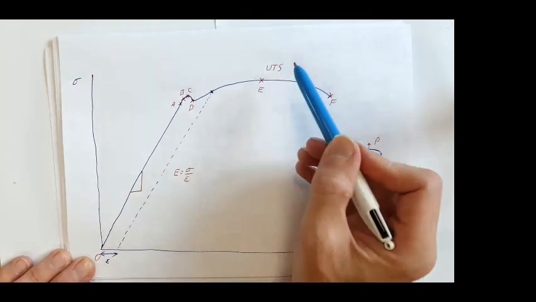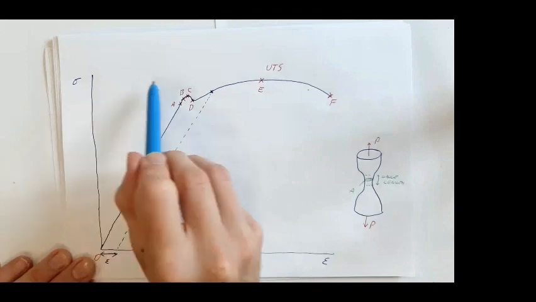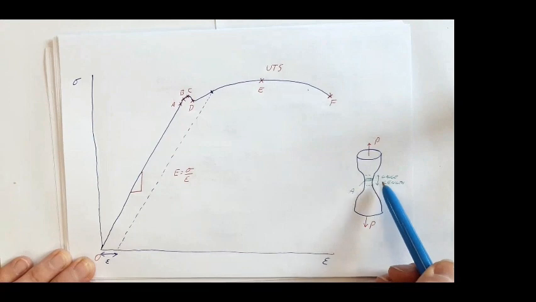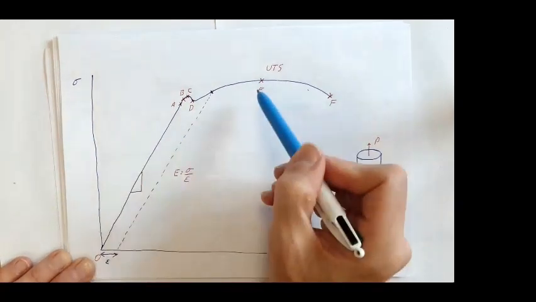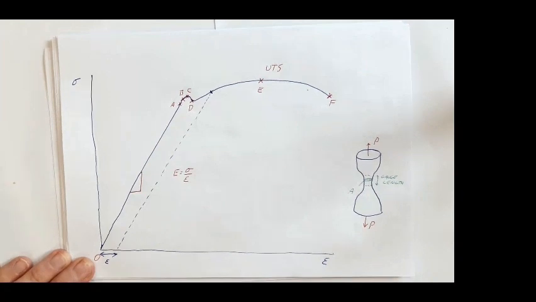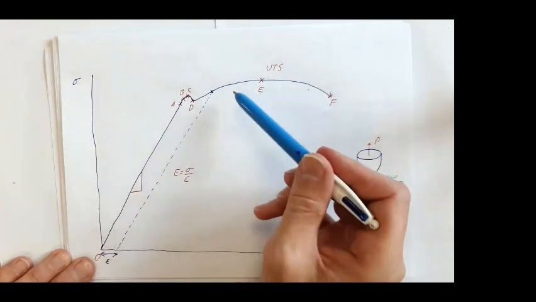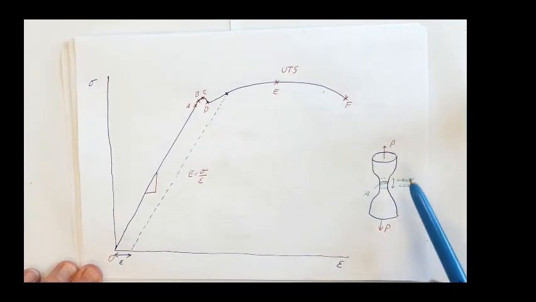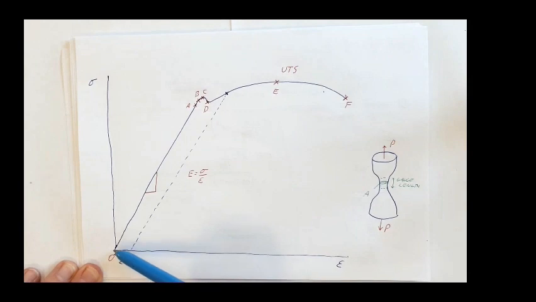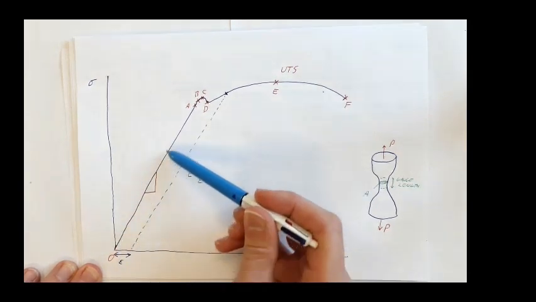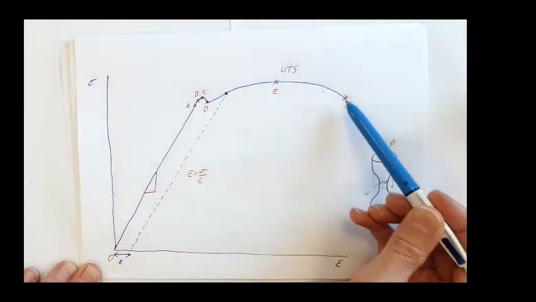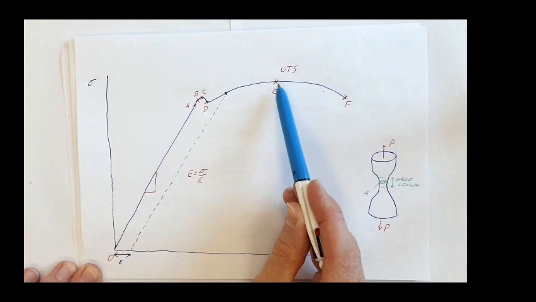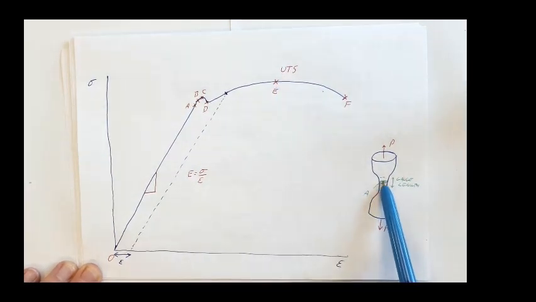Point E, like I say, is known as our ultimate tensile stress. To get that, we would take the stress at that point and divide by the original area. That gives us a measure of the material's ability to carry load. So that's what our typical stress strain curve would look like. As we apply our load, our part starts to deform elastically and then plastically. And at point E, we start to see necking.